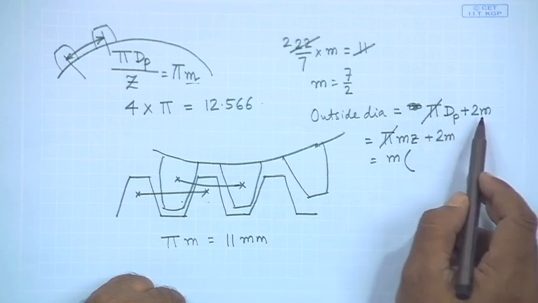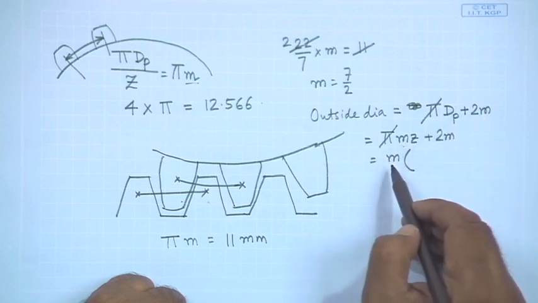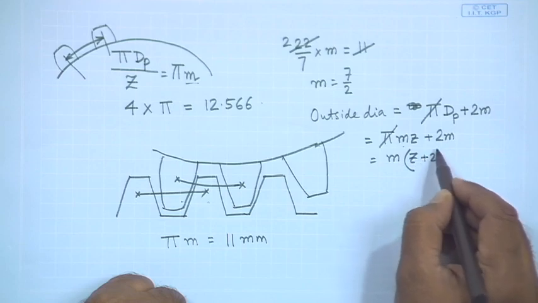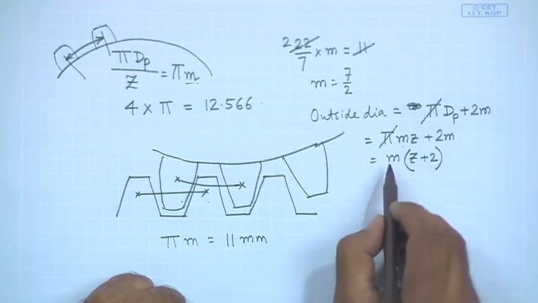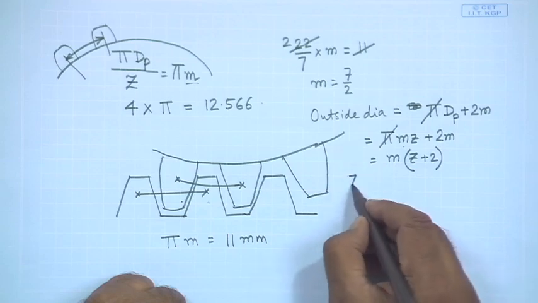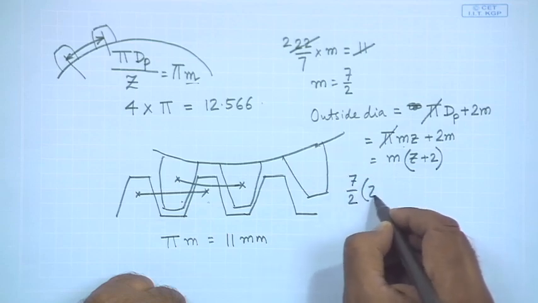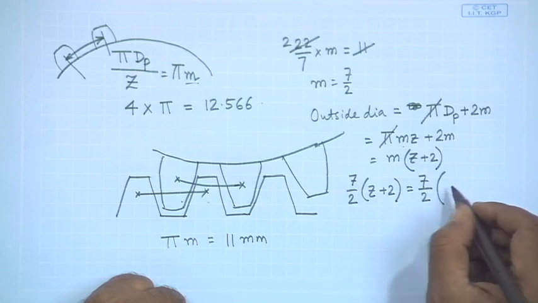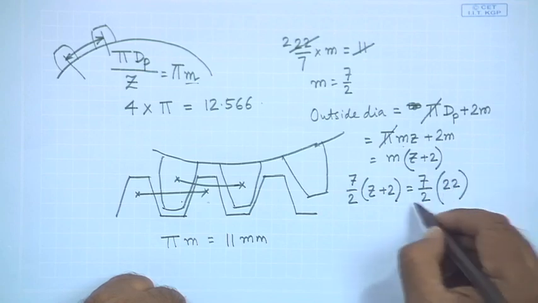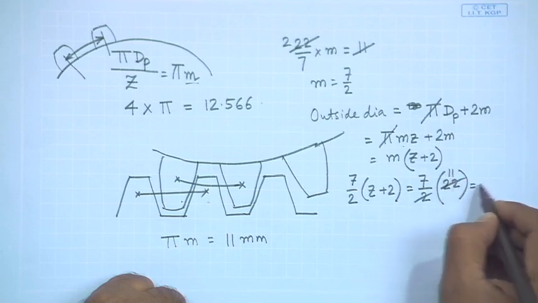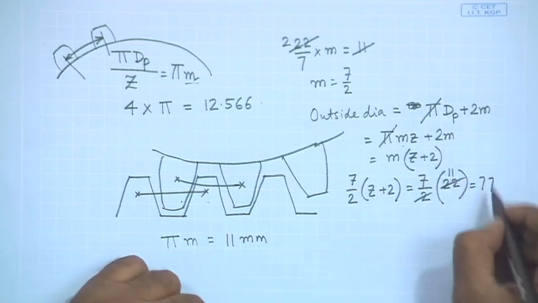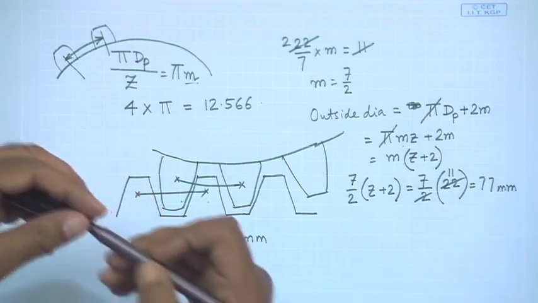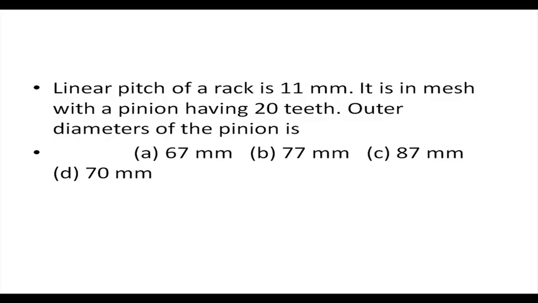So, diameter plus 2 module, m z plus 2 m, m into z plus 2. Once we know the module, we write 7 by 2 into z plus 2 must be equal to 7 by 2 into what's the number of teeth? 20. So, 22, cancels out 11. So, answer must be 77 millimeters. Coming back here, B is the correct answer, 77 millimeters.